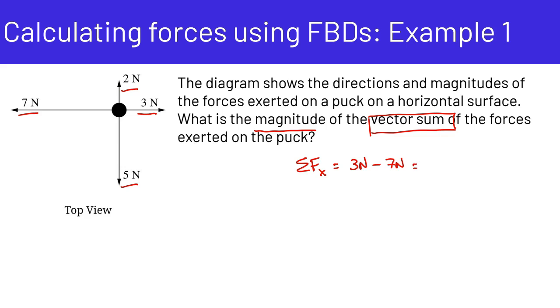So we have minus 4 newtons in the x direction. Then we have the sum of forces in the y direction. In the y direction we have 2 newtons upwards and 5 newtons downwards. So we have minus 3 newtons.